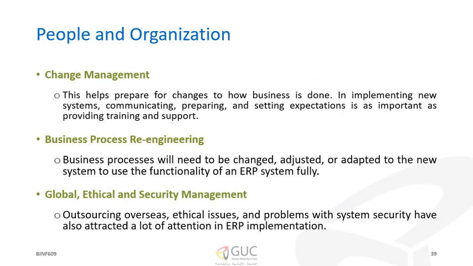For system implementations, the change management role is essential because it prepares the organization for changes in how its business is done. In implementing a new system, communicating, preparing, and setting expectations are as important as training and supporting the implementation. Effective communication of expectations will reduce risk and better ensure that the system is accepted once it's implemented.